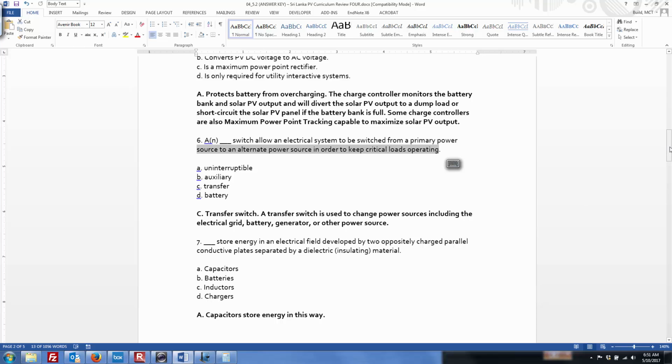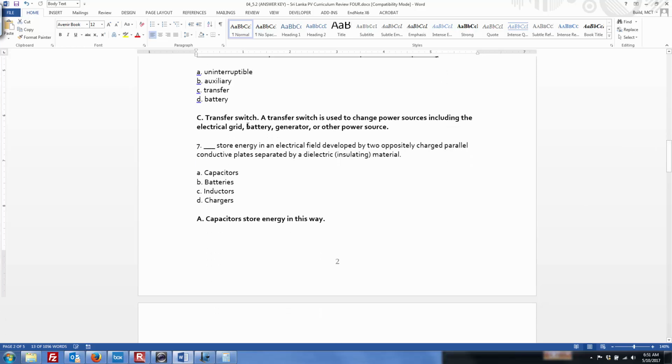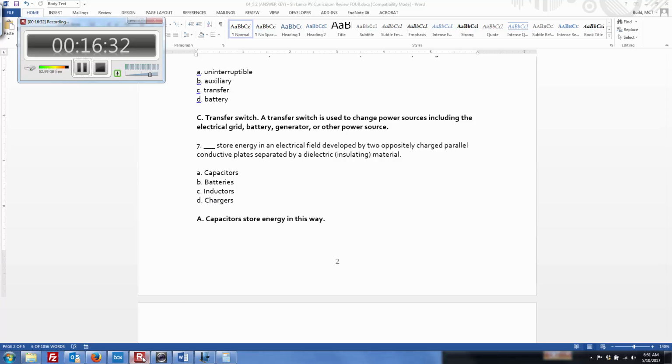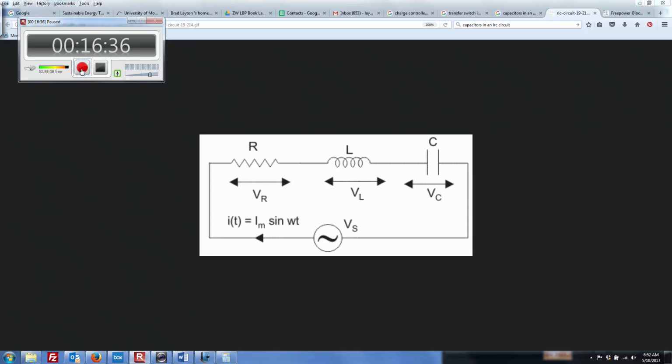All right. Here's a neat one. So blank stores energy in an electrical field developed by two oppositely charged parallel conductive plates with a dielectric. All right, so the answer here is capacitor. And I love talking about capacitors, and I'll show you why here in a second.